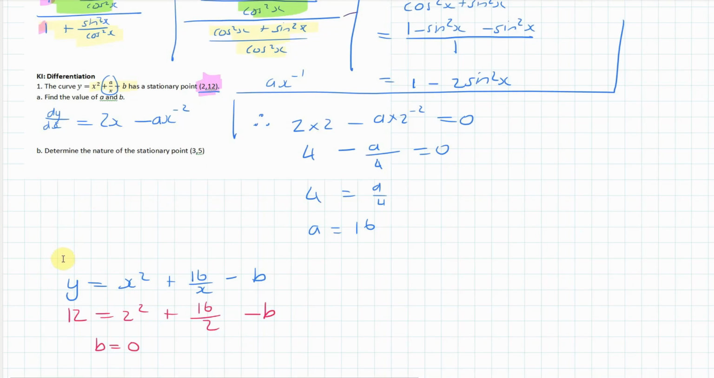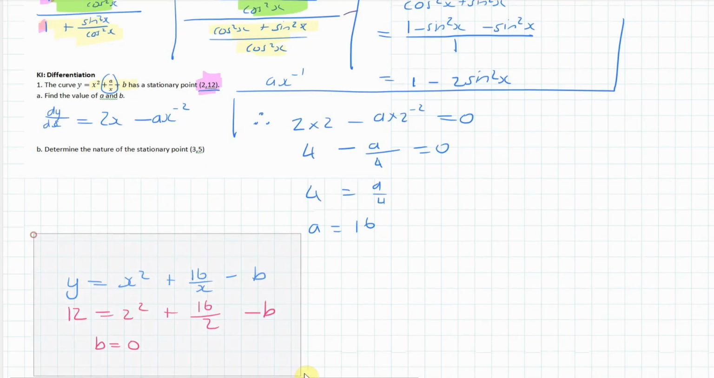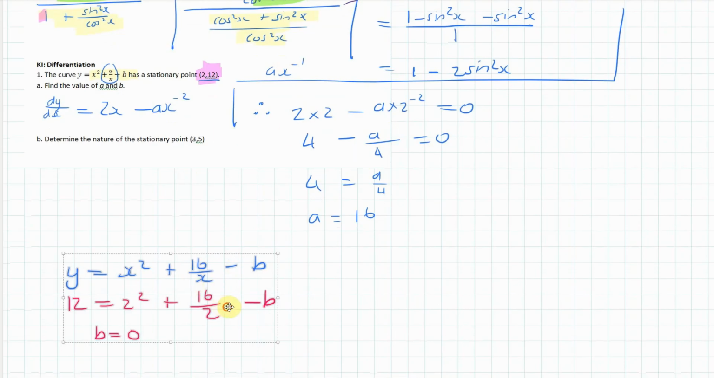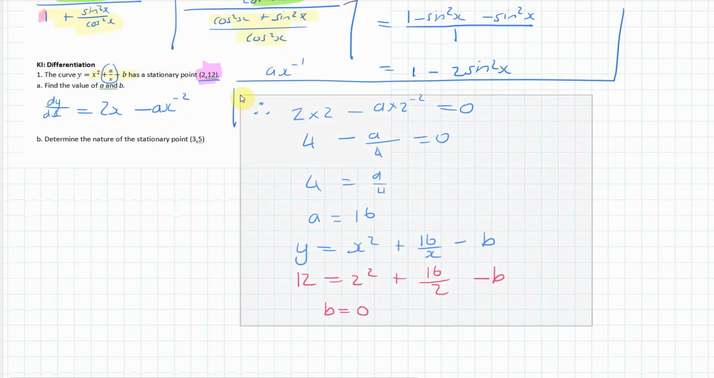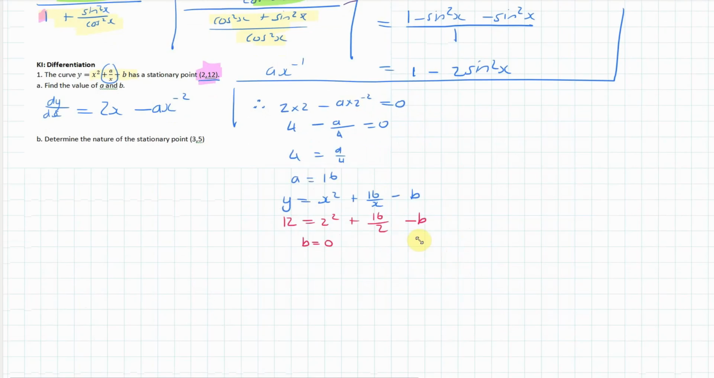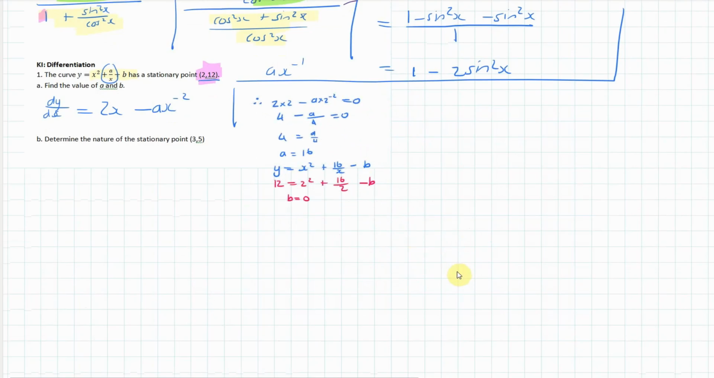The last part of this, let me see, I've really made a hash of that. Okay, maybe I will just make this a bit smaller. Now, determine the nature of the stationary point. Well, what we're going to do is differentiate the gradient function. So we get 2 plus a x to the minus 3. And this is our second derivative.